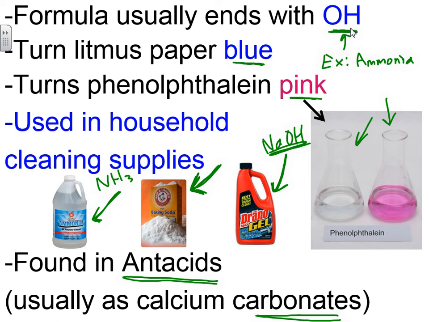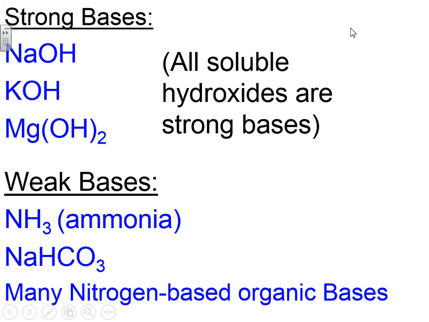Here's some examples of strong and weak bases. So the strong bases usually end with an OH. Sodium hydroxide is definitely the most famous laboratory base. Potassium hydroxide is usually the second most famous. It can be used in some applications that sodium can't be used in, but the two do the same thing. Magnesium hydroxide is a strong base. So anything that's a soluble hydroxide, if it dissolves in water and it's a hydroxide, it'll be a strong base.